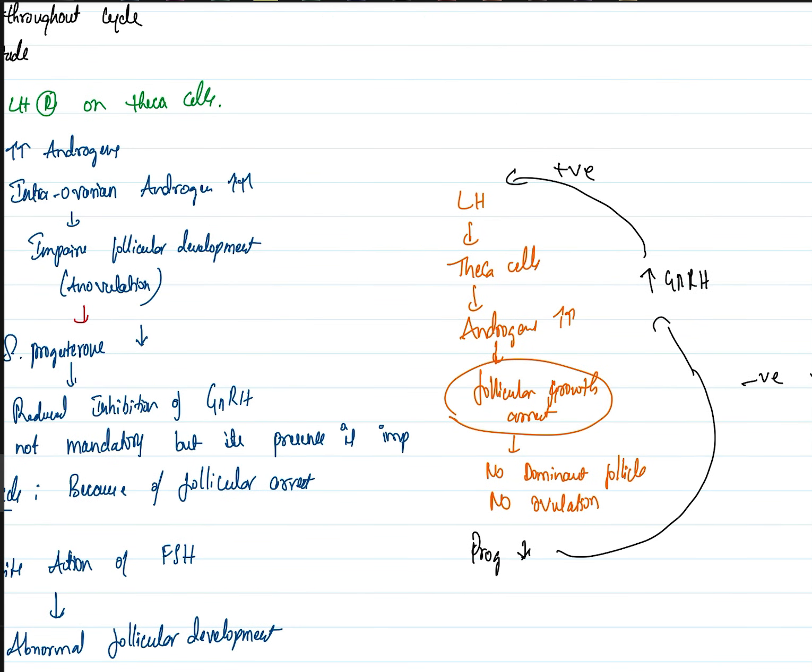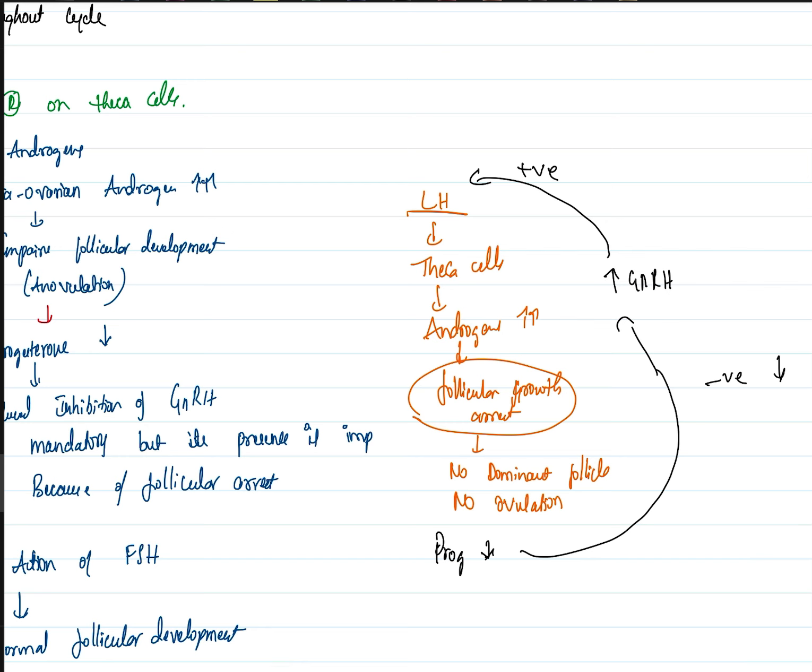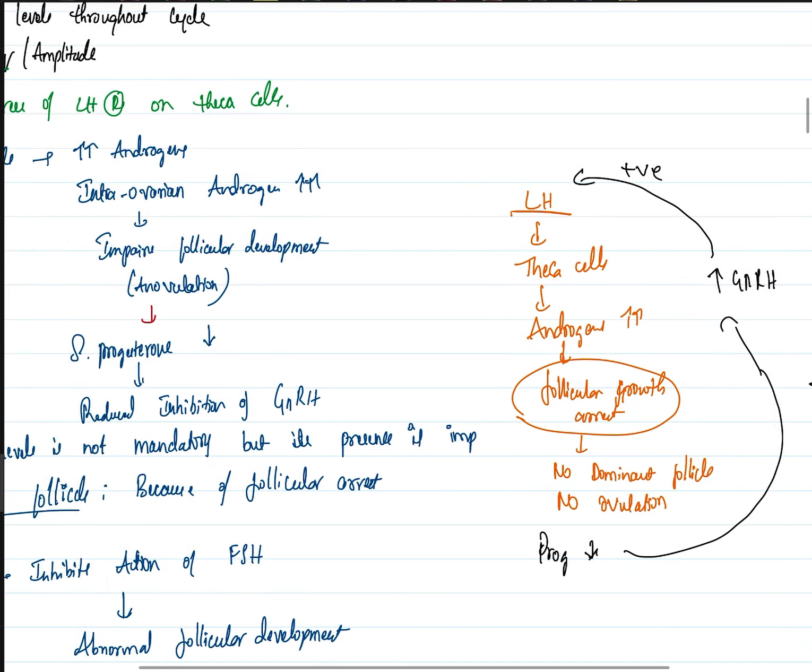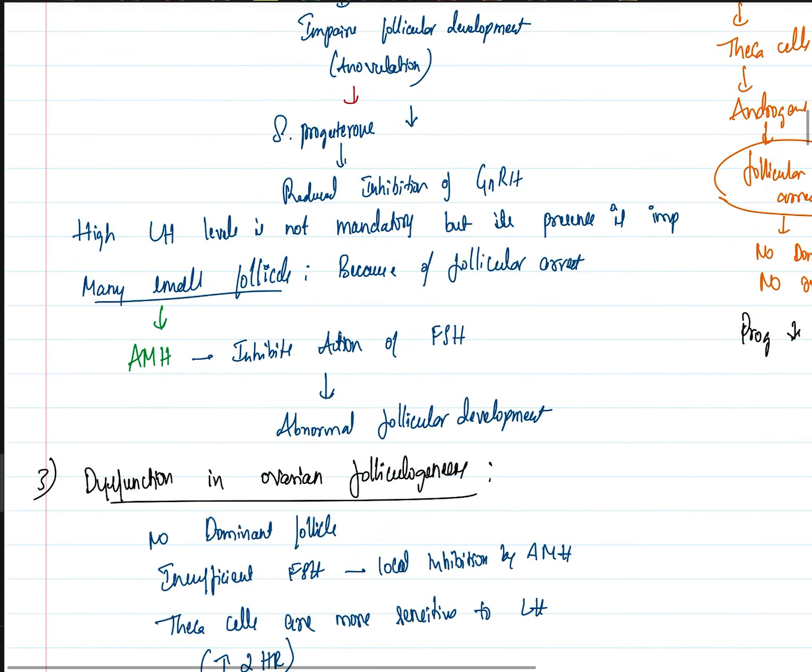See, LH acts on the theca cell, which increases the androgen production, that leads to follicular growth arrest. There is no dominant follicle, no ovulation, decreased progesterone, which has a negative feedback on GnRH. And with decreased negative feedback, that leads to more LH. It's like a vicious cycle.